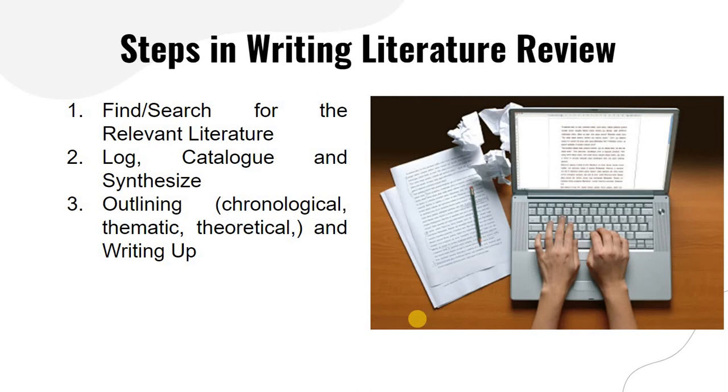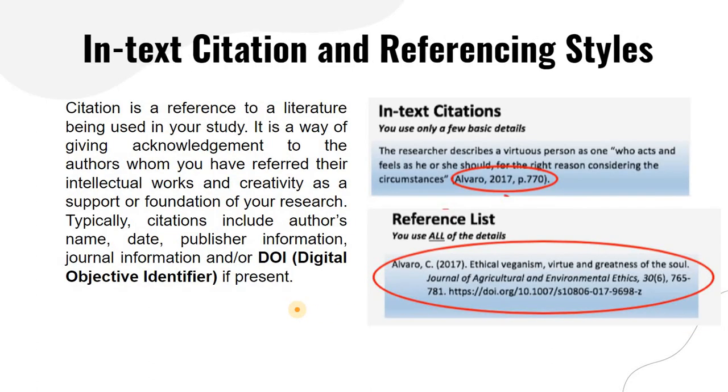No? And then, when you write your literature, you search for the relevant literature, i-log, and then catalog. Ibig sabihin ng log, sinusulat mo anong taon ba siya na-publish, sino yung nagsulat. You catalog it, you arrange it alphabetically, ito yung from A to Z or from 1 to 10, outlining whether chronological, thematic, and theoretical, and then you write it up. And then important din yung in-text citation. So ito naituro ko to sa practical research. What we're using now is APA 7.